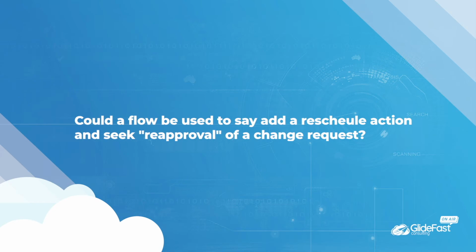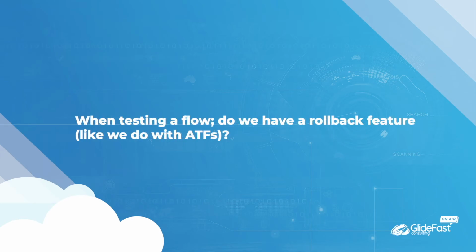Right. Yes. And then there was another question. When testing a flow, do we have a rollback feature like we do with ATFs? Oh, so that's talking about the actual execution and testing, not actually in a flow. I don't believe there is a rollback. The testing is very simple though. You can retest very easily by throwing a new context into the Flow Designer. Hopefully that makes sense as well.